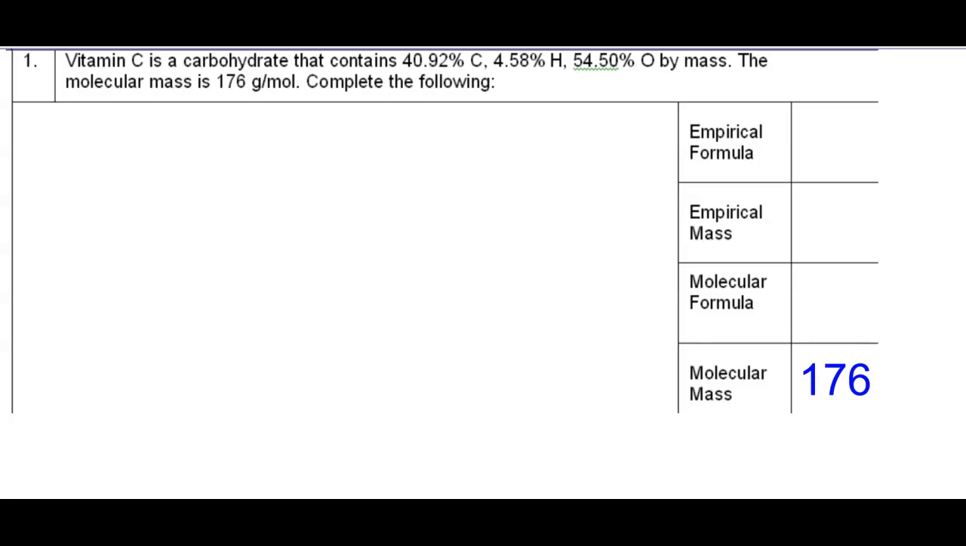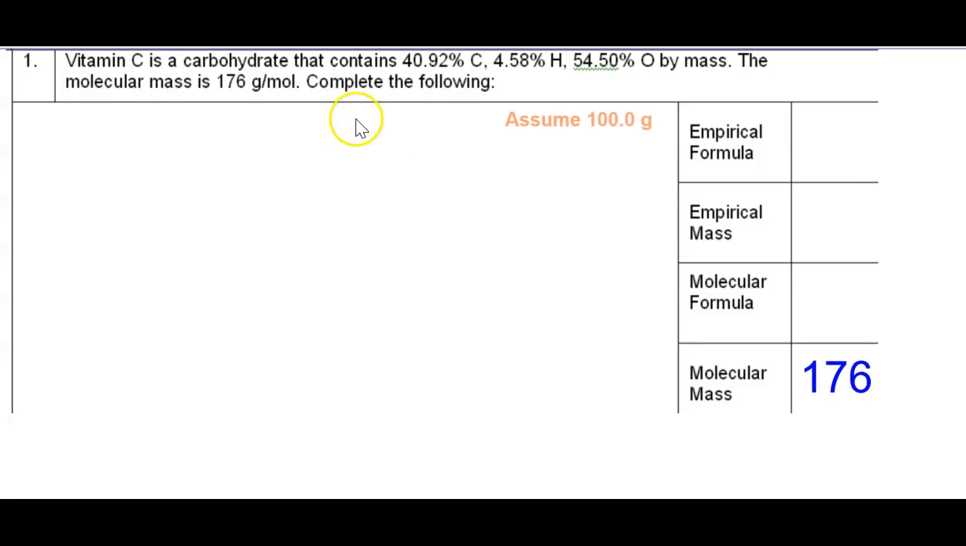Next, you will perform the 4 steps to calculate the empirical formula. Percent to mass, mass to mole, divide by small, multiply to whole. Remember, we always have to do the middle 2 steps, mass to mole, divide by small. But on some problems, you will skip the first step, percent to mass, and the final step, multiply to whole. In this case, we'll see what we need to do. Let's go ahead and begin.